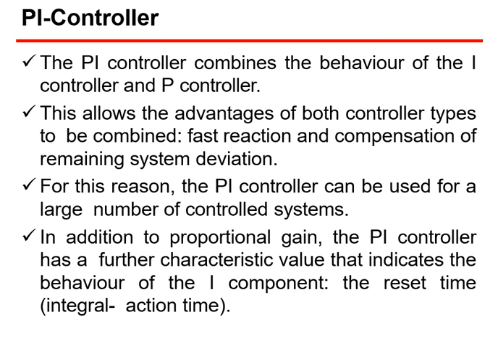The PI controller combines the behavior of the integral controller and proportional controller. This allows the advantages of both controller types to be combined: fast reaction and compensation of the remaining system deviation. So this is the outcome of the PI, that is fast reaction as well as compensation of the remaining system deviation. For this reason, the PI controller can be used for a large number of controlled systems. Such combined controllers are mostly used in industries.